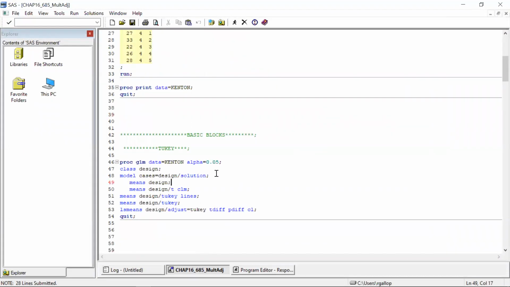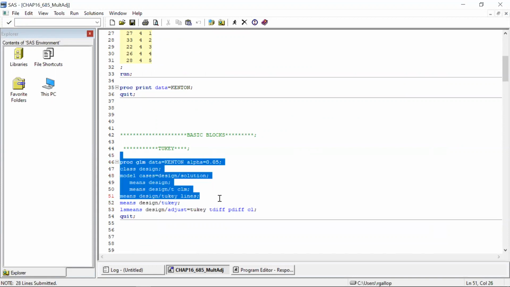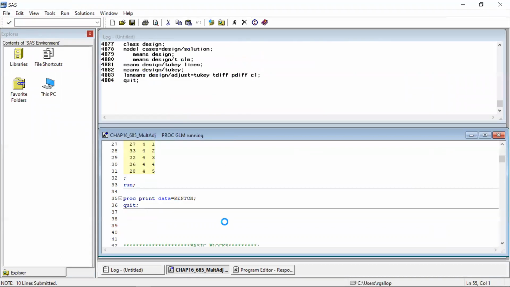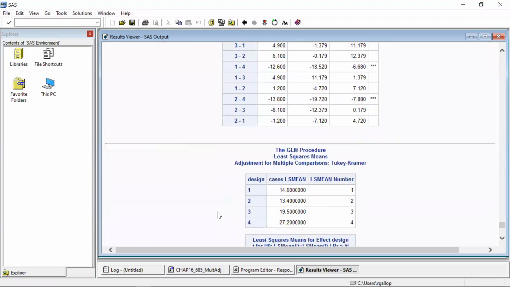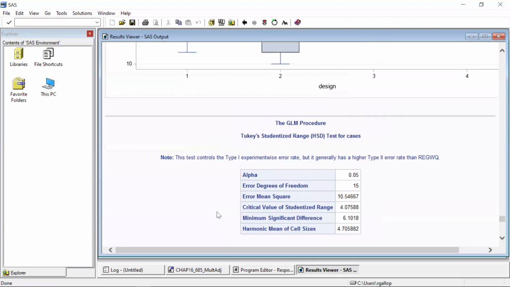And again, we can do this Tukey approach in either the means line. I kind of like the LS means line. And again, we're going to see the LS means line when we adjust for covariates, like a multiple regression. And with the LS means line, it's just adjust equal Tukey. When I do this and run this component, let me get to the output from the beginning.